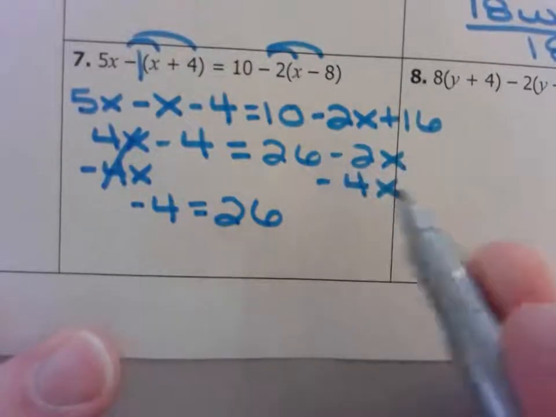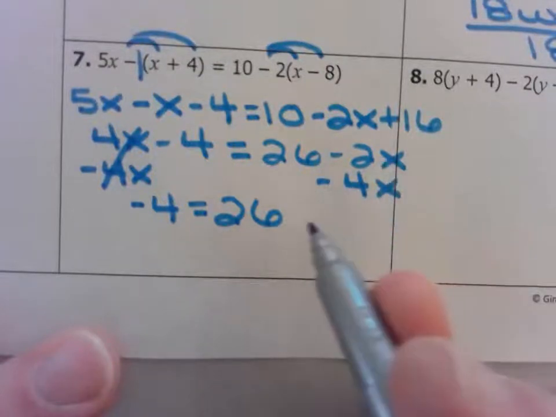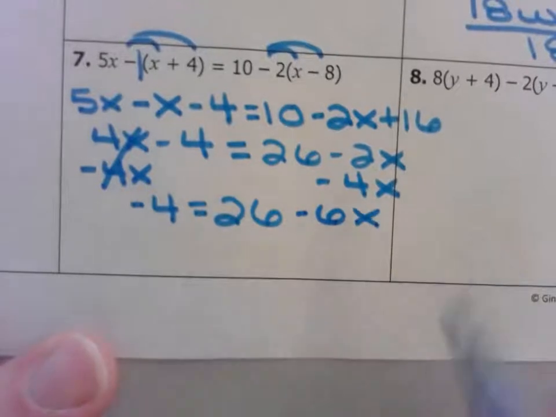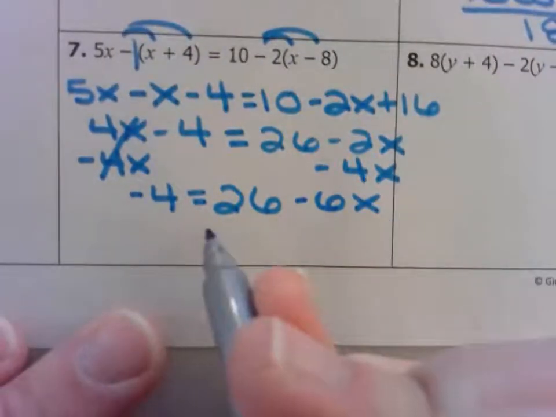Negative 2x minus 4x. Negative 2 minus 4, negative 6x. You guys can do this. Now, it's a two-step equation. We know how to solve this. What do I do first?